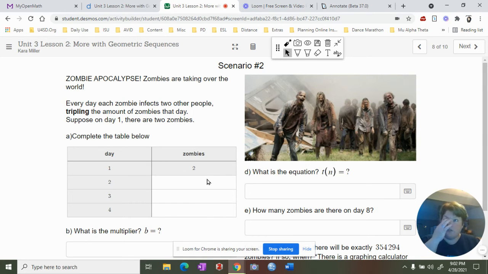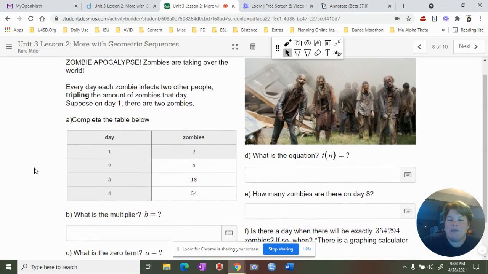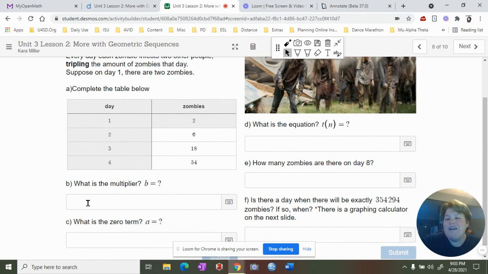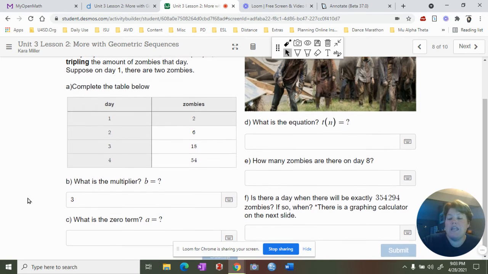We start with 2, and they infect more people, and we triple by multiplying by 3. 2 times 3 is 6. 6 times 3 is 18. 18 times 3 is 54. Ooh, the number of zombies is growing. The multiplier, we are multiplying by 3 because we are tripling each day.